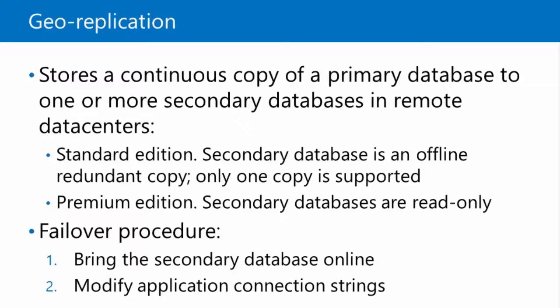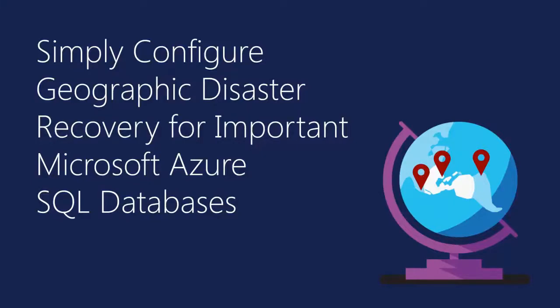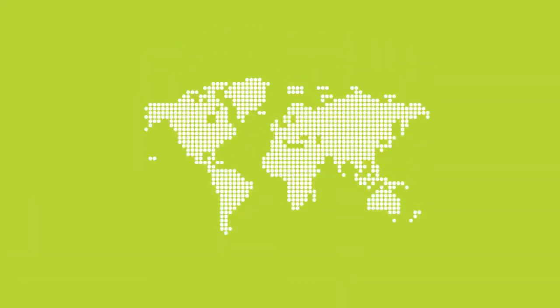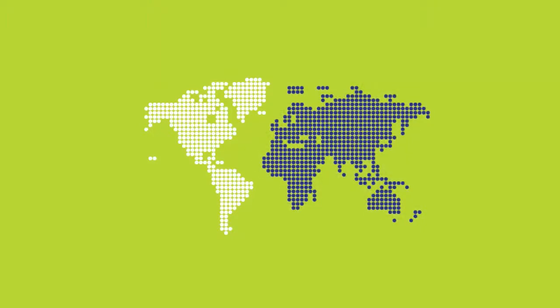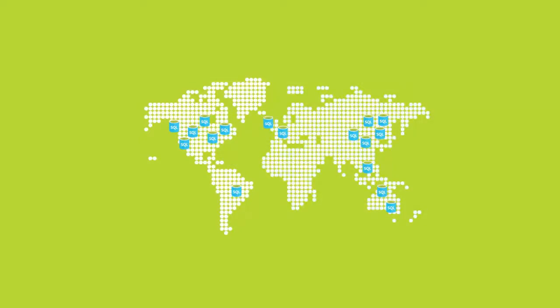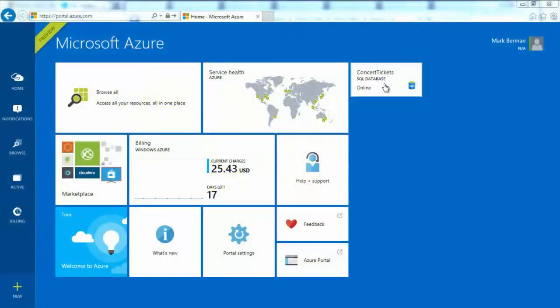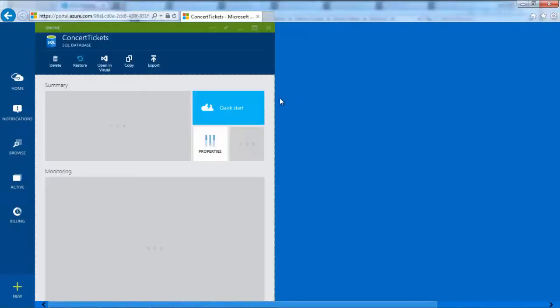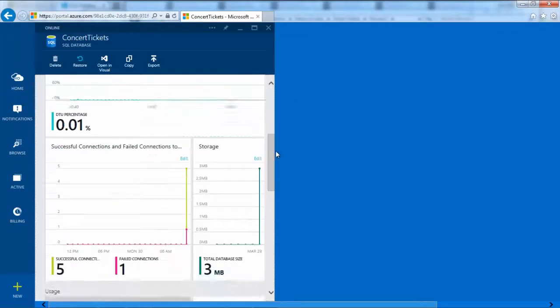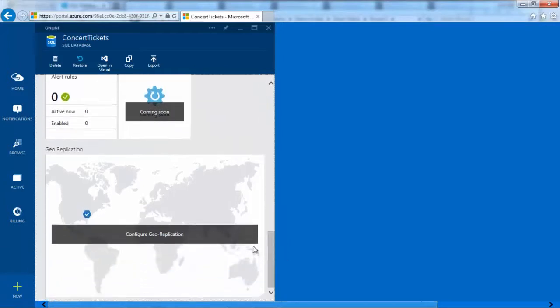Setting up geographic disaster recovery for important databases is easy with Microsoft Azure SQL Database. GeoDR protects workloads against disasters that impact an entire region by replicating databases between different Azure regions around the world. To set up GeoDR, click on Configure Geo Replication.